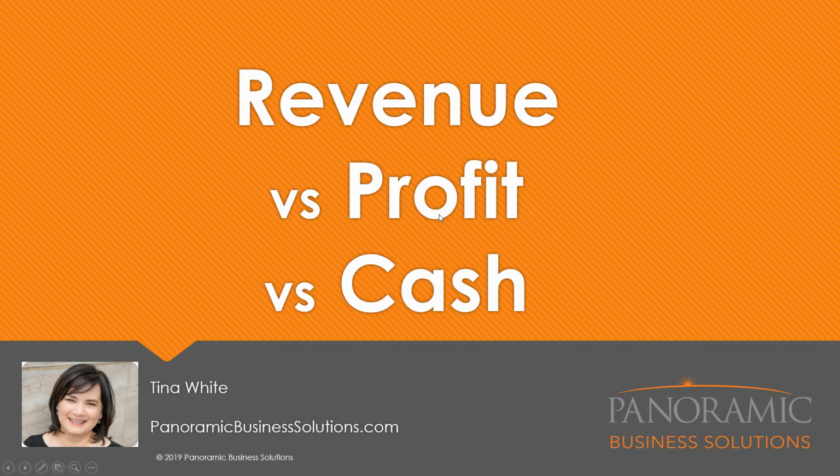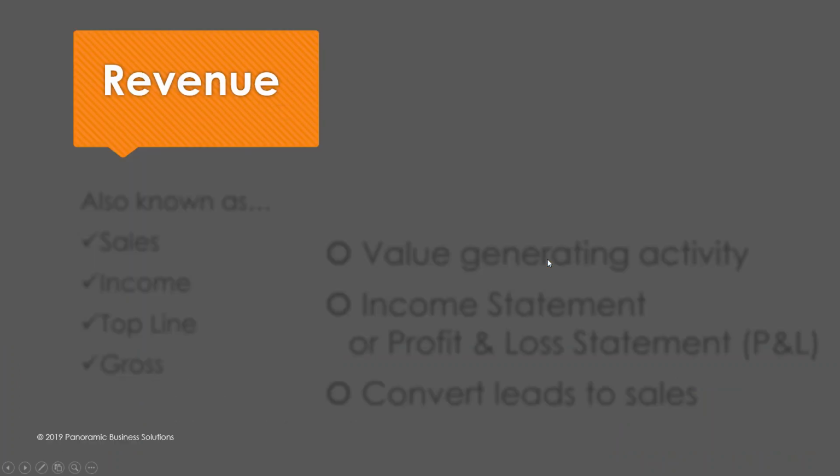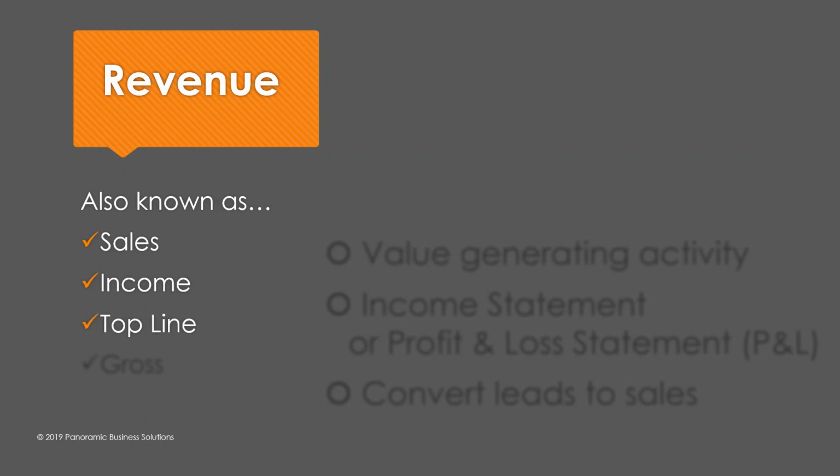The key is growing your revenue, profit, and cash all at the same time by understanding each one and how they all work together. So first, we're going to dive into revenue. Revenue is the money that your business earns from the sale of services. It's the total amount that you charge your customers. It's also referred to as sales, income, top line, and gross.